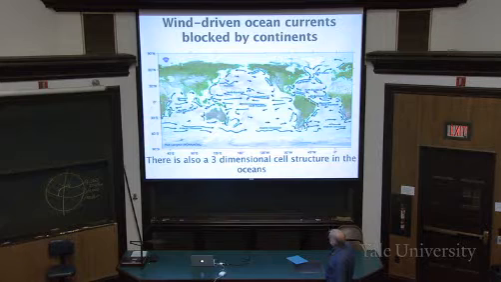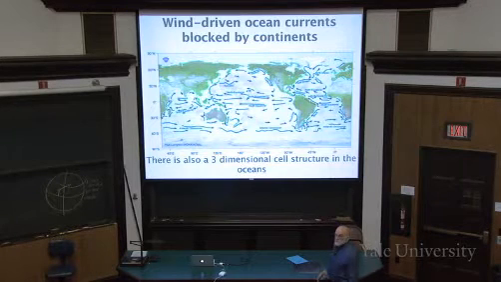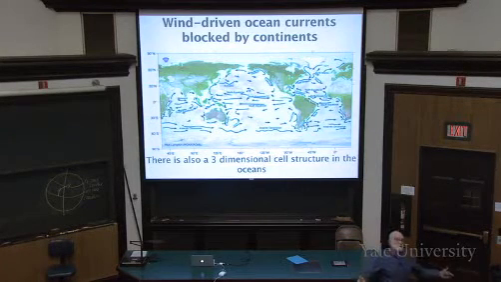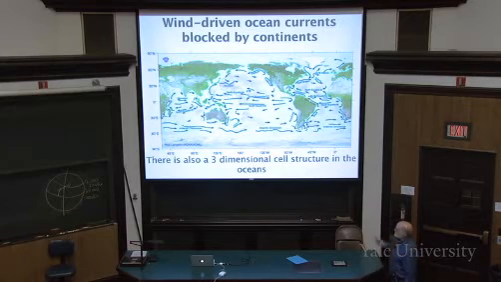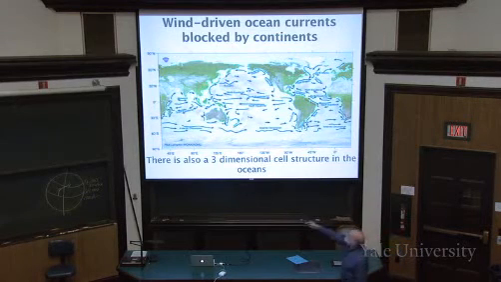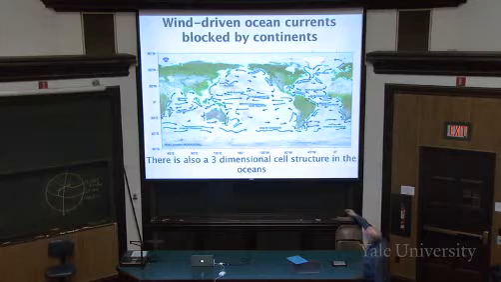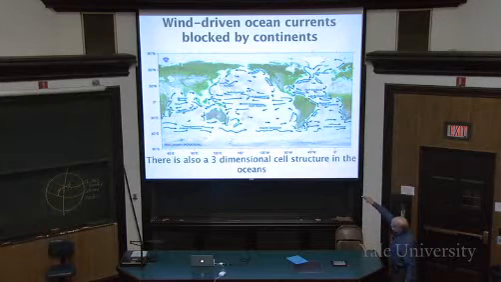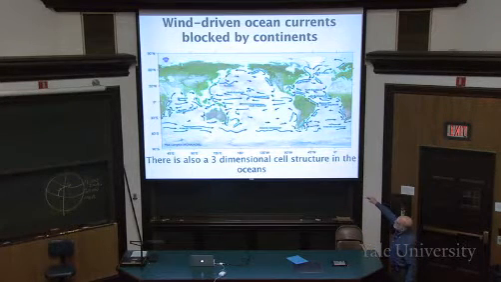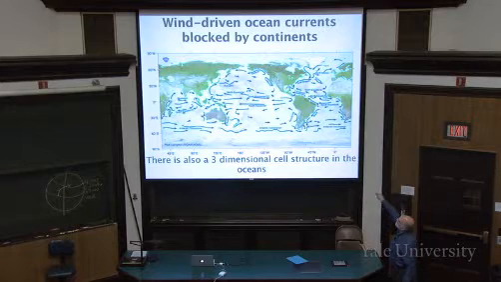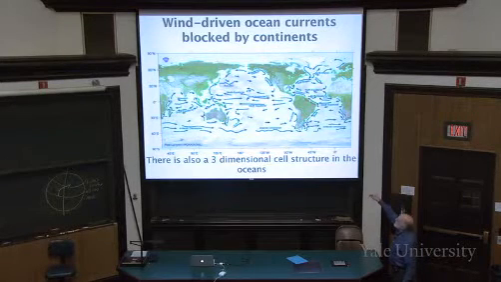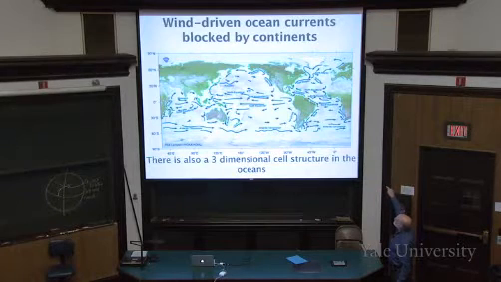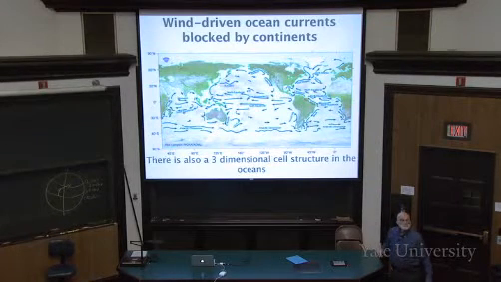Now, on top of this, just as I showed you for the Hadley cells in the atmosphere, there's an important three-dimensional cell structure in the ocean. So north of the Antarctic continent, there is a place where the cold surface water of the Antarctic sinks at the Antarctic convergence. It's down about here. And it then forms a cell which creeps along the floors of the major oceans and then comes back up.